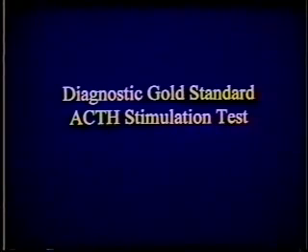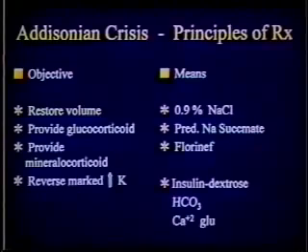The diagnostic gold standard test is the ACTH stimulation test, and what you would expect on that test is the lowest possible value for cortisol in these patients. Oftentimes, the post-stimulation test is less than 1.